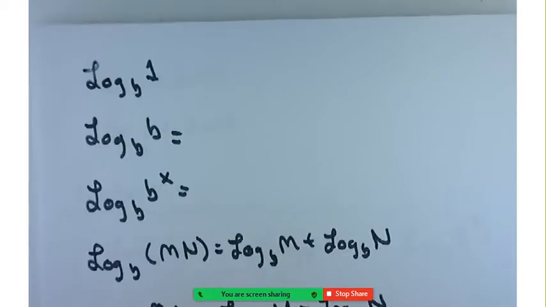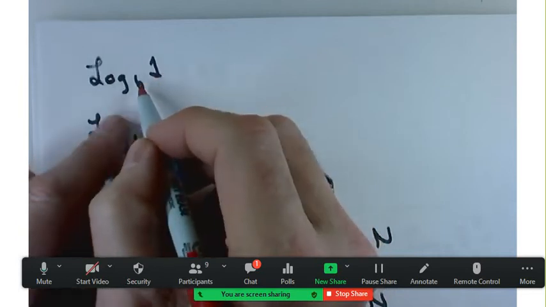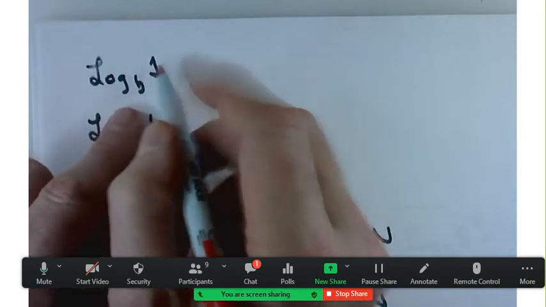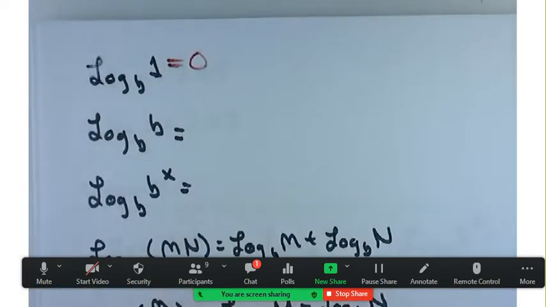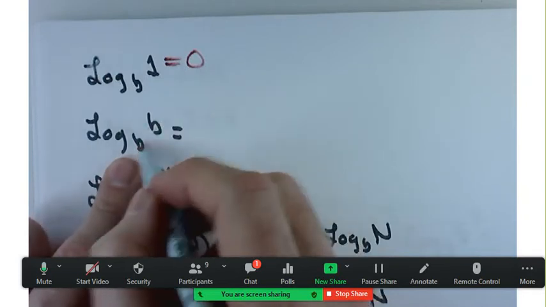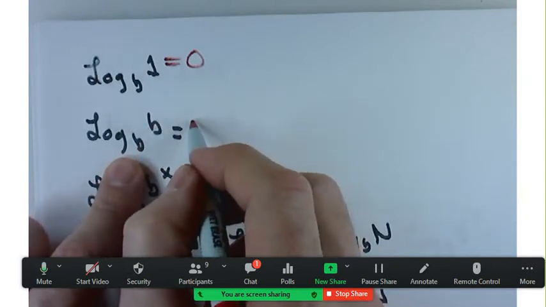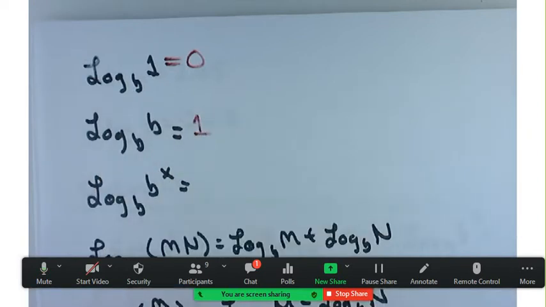For instance, log base b of 1. Well, what power of b gives me 1? The answer would be 0. B to the 0 power. What power of b gives me b? So if these two match, then this answer should be 1.